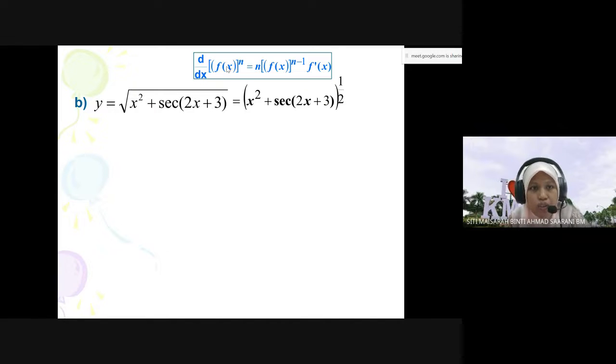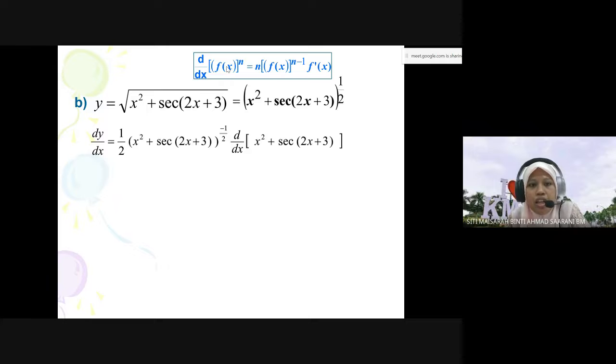Okay. So first, bring down the 1/2 to the front. And then copy x square plus sec 2x plus 3. Power 1/2 minus 1, we get negative 1 over 2. Multiply by the derivative with respect to x of x square plus sec 2x plus 3.